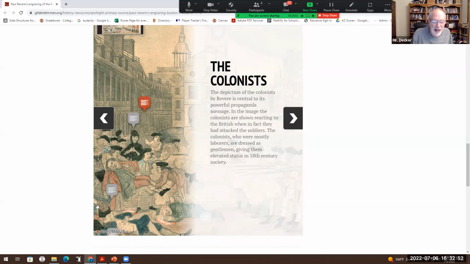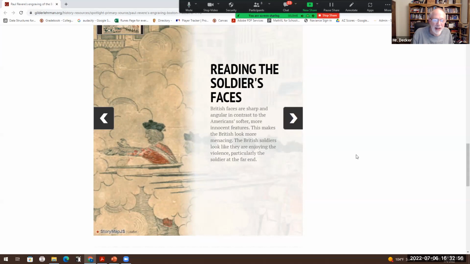And here's Crispus Attucks. In some versions, he's not black. Here's the British soldier that looks like he's enjoying himself.